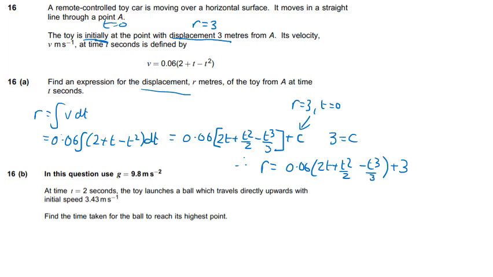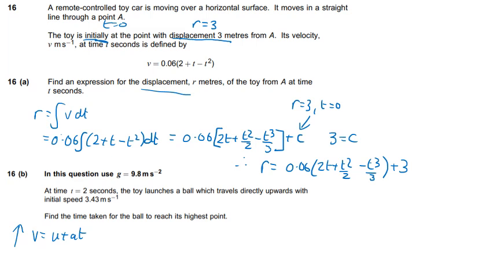Right, 16b, last question. So at time t equals 2, the toy launches a ball which travels directly upwards with initial speed 3.43 meters per second. Find the time taken for the ball to reach its highest point. So it's just a case of using suvat again vertically. So in the vertical direction, use this equation.